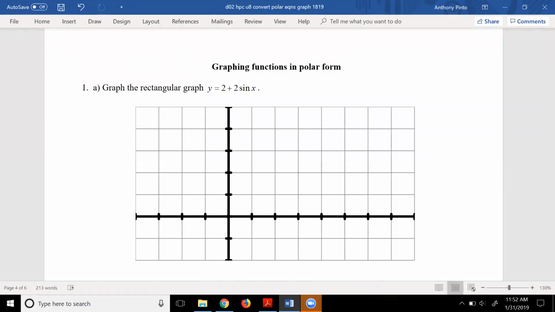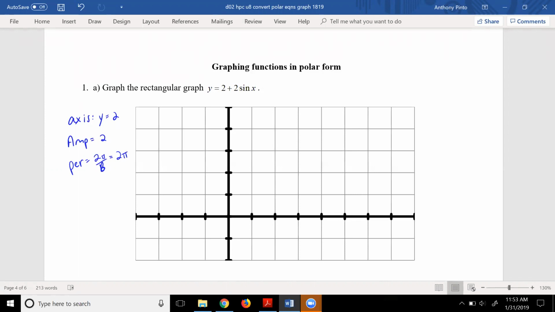So what we're looking at now is that sheet that I gave you on Tuesday after your test. We're going to actually graph functions in polar form. So we have this equation, y equals 2 plus 2 sine of x. And if we were going to graph this, we know that our axis is y equals 2. It shifts up 2 because of the plus 2. We know that the amplitude is equal to 2, and we know that the period equals 2 pi over b, which is 2 pi over 1, so the period's just 2 pi.